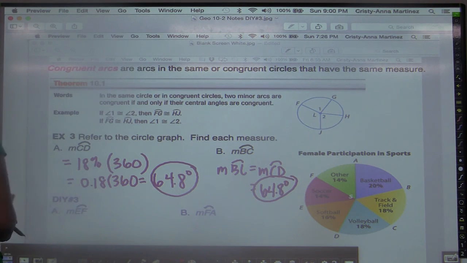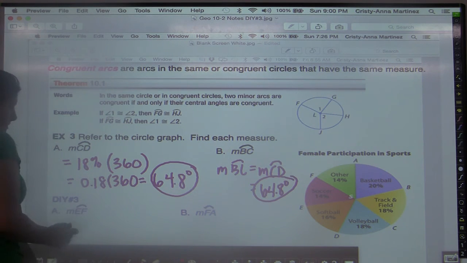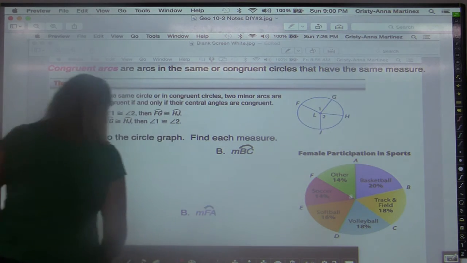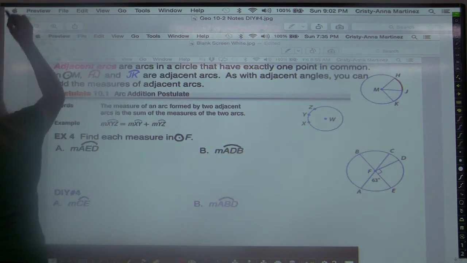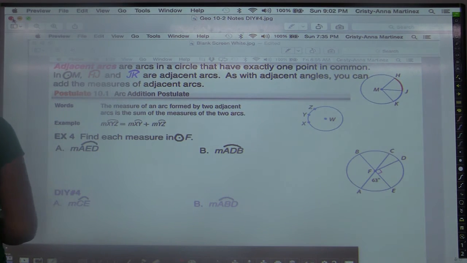Alrighty, so now you can do it yourself, number 3. It's down here, it's kind of hard to see, but it is there. You're going to try to find the measurement of arc EF and the measurement of arc FA. Once you've done that, then we can move on to the next item here, which is adjacent arcs.